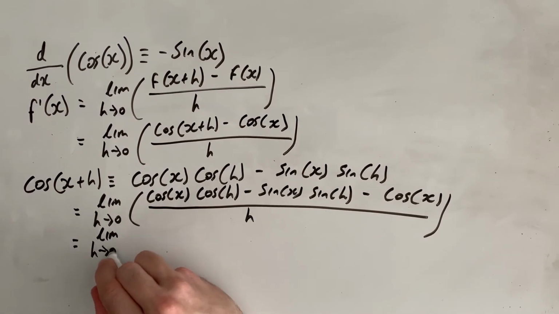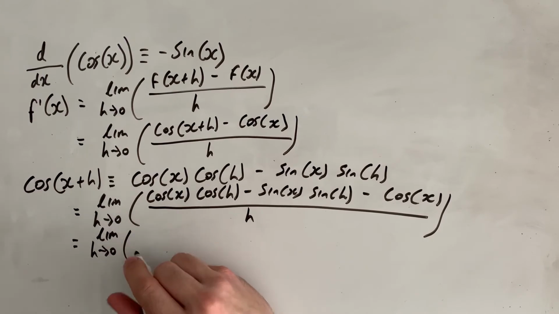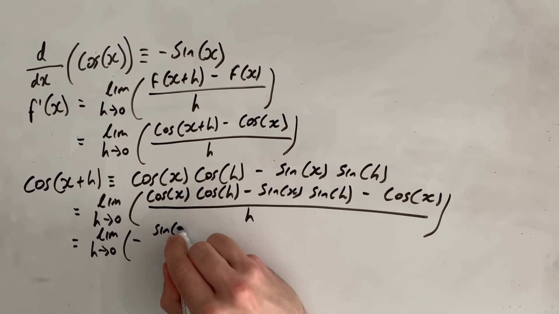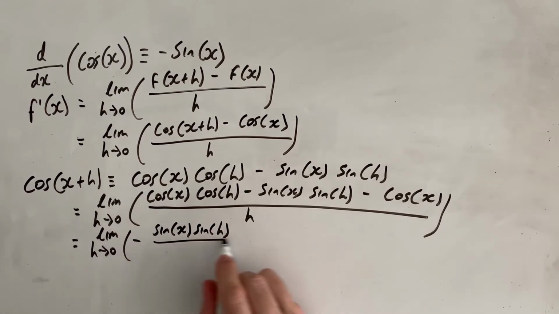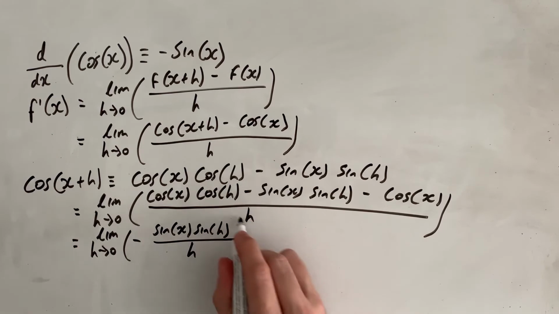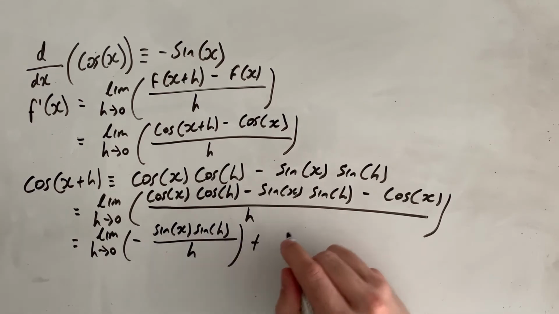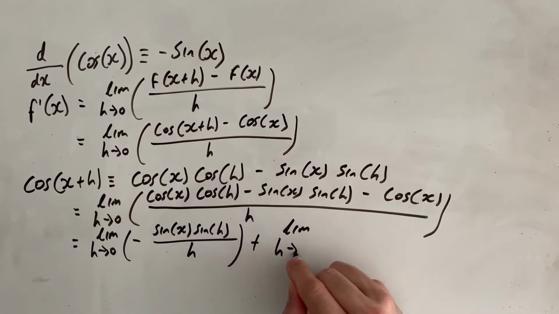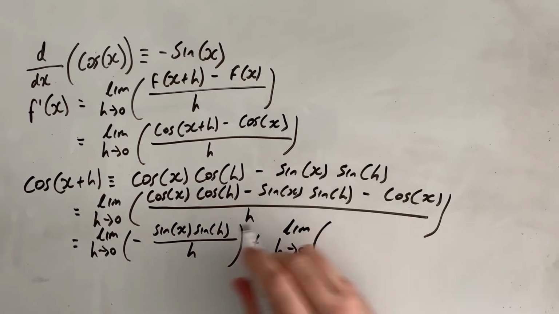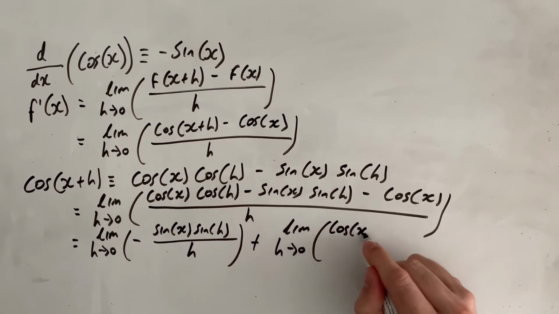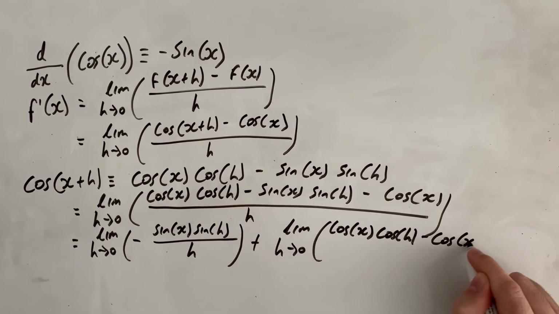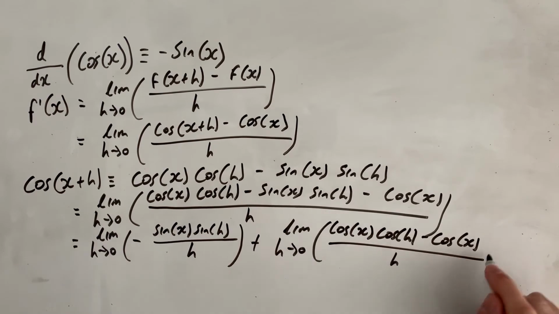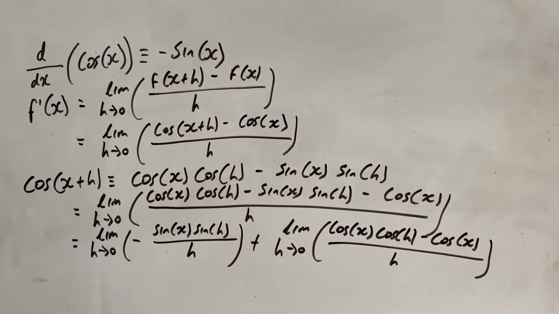So we'll have our first term as the limit as h goes towards 0 of minus sine x sine h divided by h, which is just this term here, plus the limit as h tends towards 0 of our cosine terms. So we have cos x cos h minus cos x, divided by h. Pause the video at this point if you would like to attempt to finish this derivation yourself.